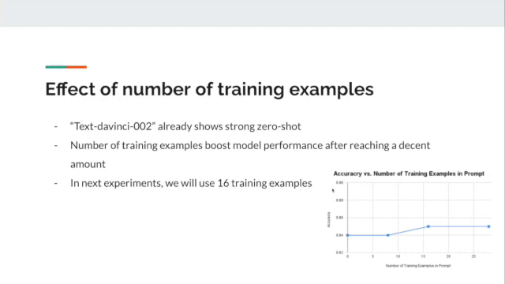As you can see in the graph, the accuracy is around 0.84 with 0 to 8 training examples. Between 8 and 16 training examples, the accuracy starts to increase. However, the accuracy starts to plateau as you go above 16 training examples.